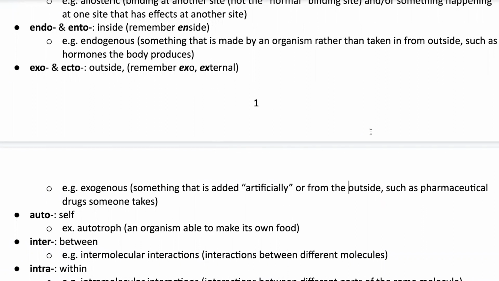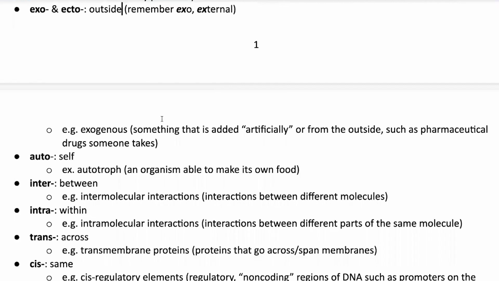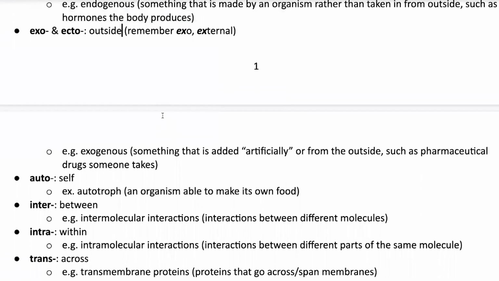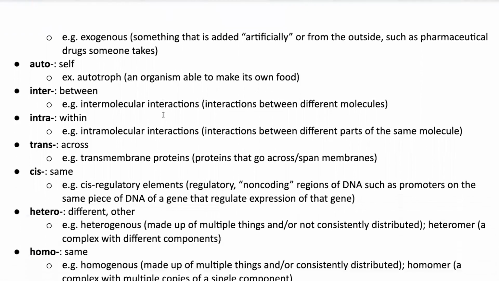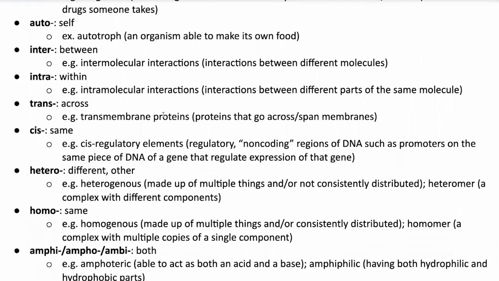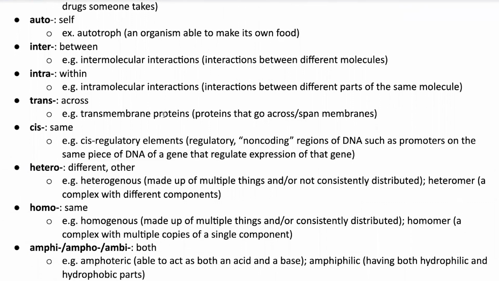So remember exo, external. So these are basically coming from outside. So an exogenous compound would be something that's added artificially or from the outside, such as a pharmaceutical drug someone takes or a recreational drug. These would both be exogenous because it's not being made by the thing itself. Speaking of self, auto means self. And so an autotroph is an organism able to make its own food. And so we'll see later, troph refers to nourishment and eating and things.